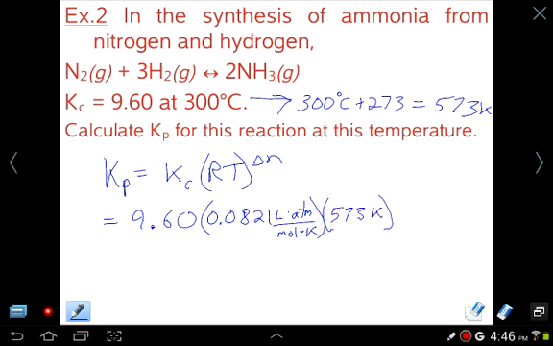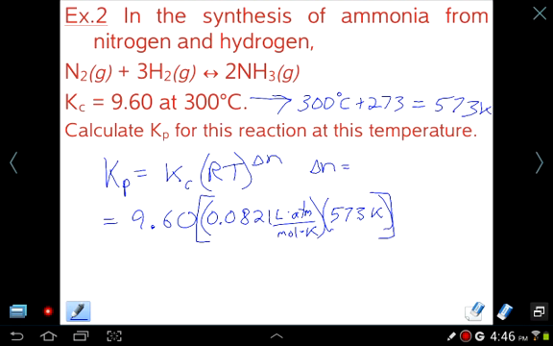Now it's important actually that this whole product here is in brackets because we first have to multiply the two and then we take it to the power. In our case, the power, the delta N in our case, will actually be moles of products minus reactants.